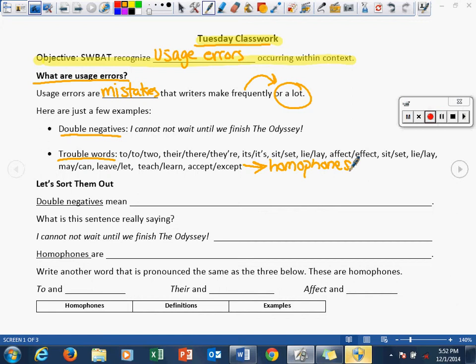So just a quick review before we go down. Today we're working on usage errors up here. They're mistakes that authors make, that writers make, and we're going to be able to fix them by the end of class today. So, double negatives. That's the first one we're going to look at. Before you go, however, I want you to take a second and read this sentence to yourself.